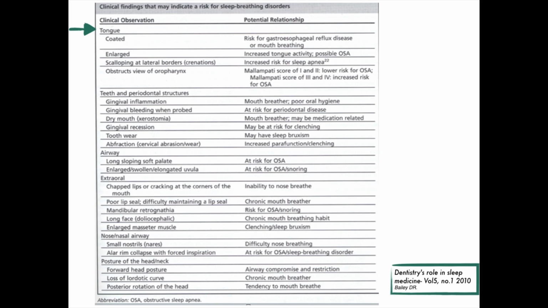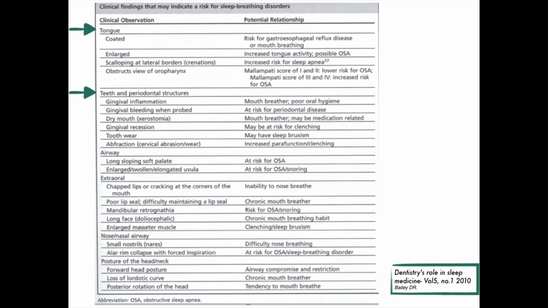Scalloping at the lateral borders of the tongue is also an increased risk of sleep apnea, and in ENT literature it shows that it can be up to 70% predictive of obstructive sleep apnea. With obstruction of the view of the oropharynx, we look at the Mallampati score, which is essentially how much black space you can see at the back of the throat when you ask the patient to open wide. A Mallampati score of 1 and 2 is a lower risk of OSA, and a Mallampati score of 3 or 4 is an increased risk of OSA.